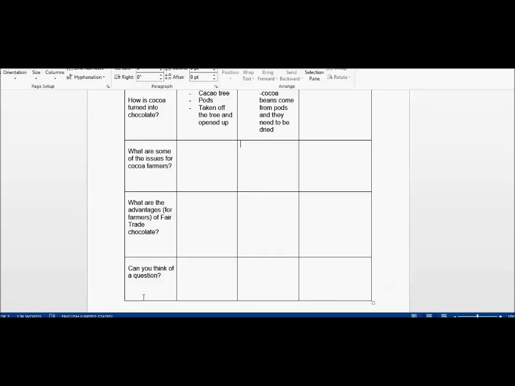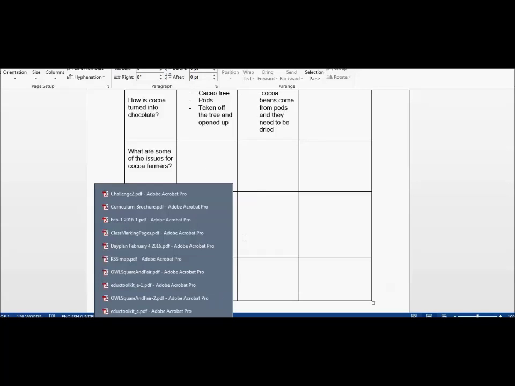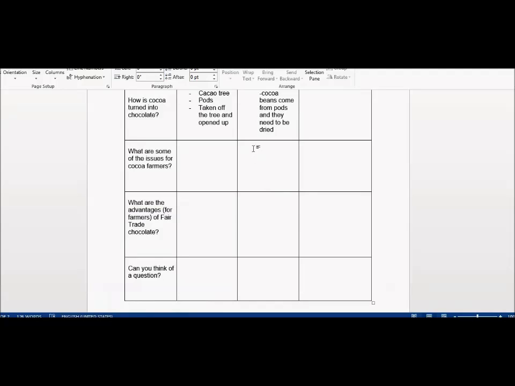And then you could go back to looking at the article, and you could find the information about issues for cocoa farmers and advantages for farmers of fair trade chocolate in the article, and you could write those things down here. And then you could re-watch the video, or you could think of the things that you remember from the video, and you could write down the issues for cocoa farmers and the advantages for cocoa farmers that were described in the video. And then over time, as you're looking at different sources and you're considering the different questions, you will start to gather lots of information about the topic that you're researching.